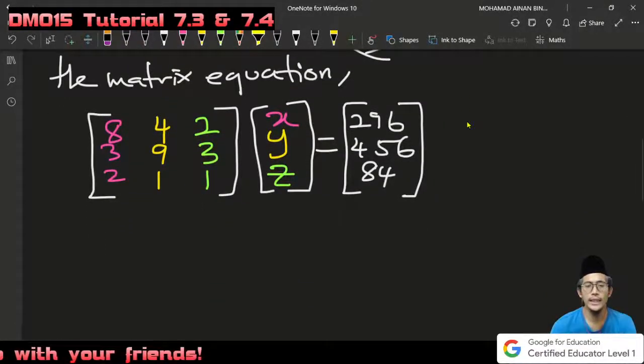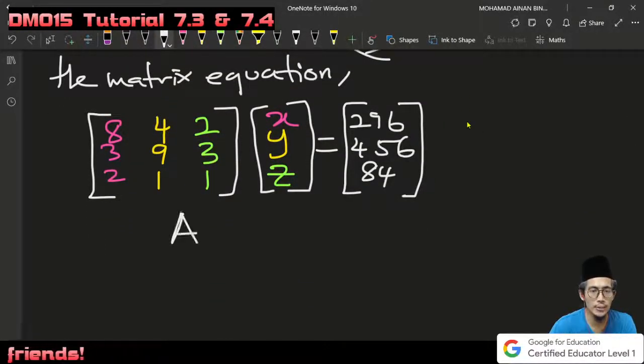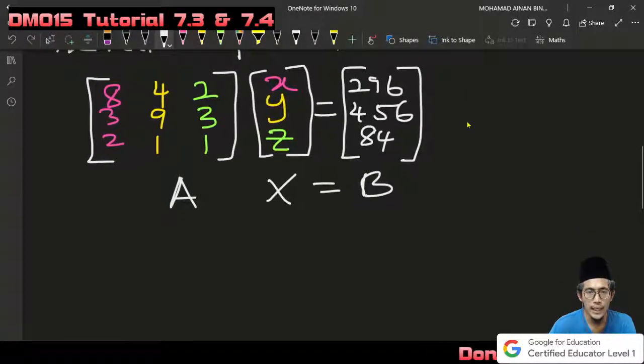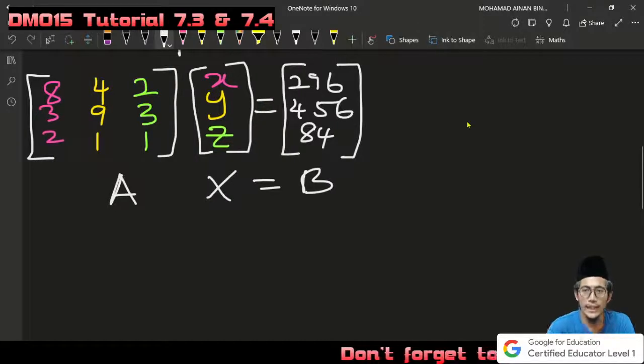Okay, we have it here. So from here, this is our A, this is our X and this is our B. So what do we do next? We use the adjoint method.